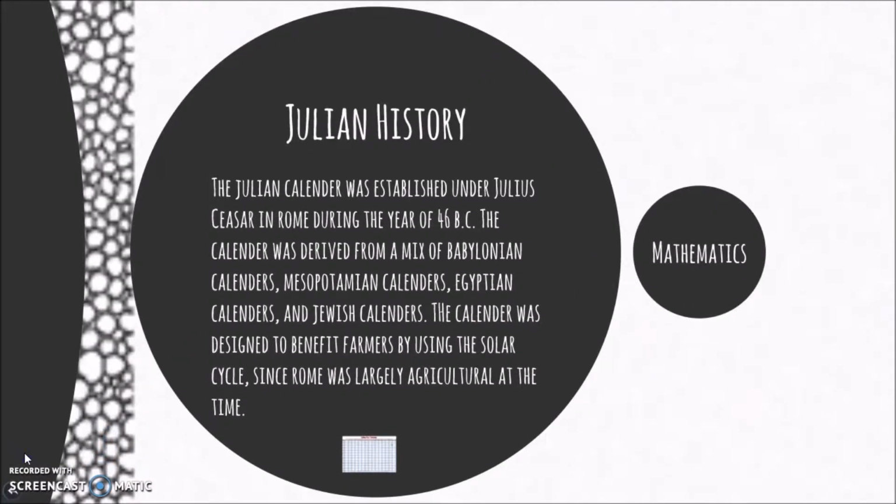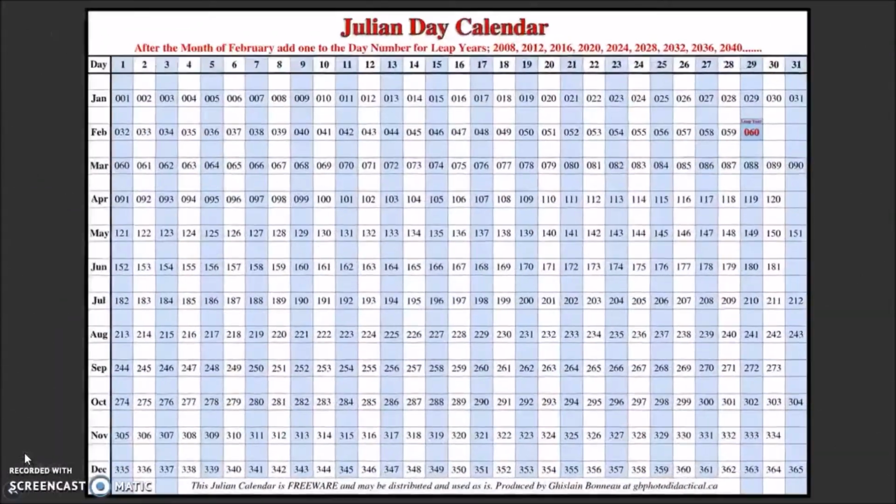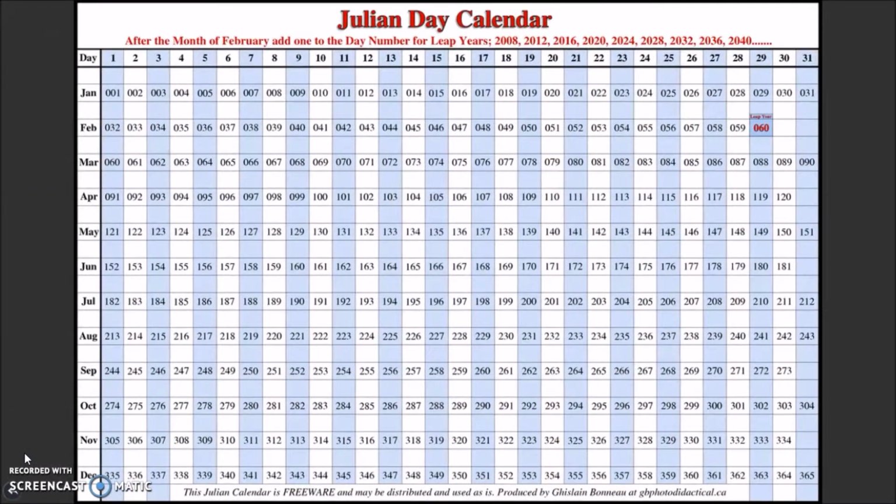Julian history. The Julian calendar was established under Julius Caesar in Rome during the year of 46 BC. The calendar was derived from a mix of Babylonian calendars, Mesopotamian calendars, Egyptian calendars, and Jewish calendars. The calendar was designed to benefit farmers by using the solar cycle, since Rome was largely agricultural at the time. This is the Julian day calendar.